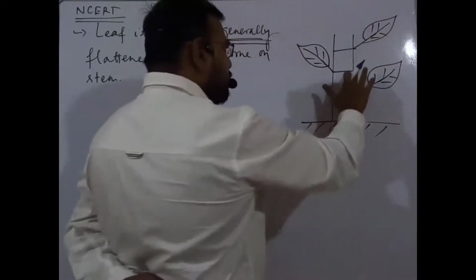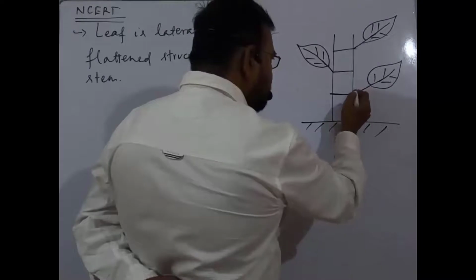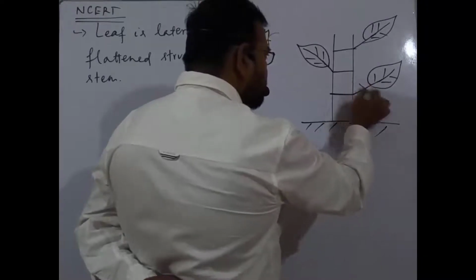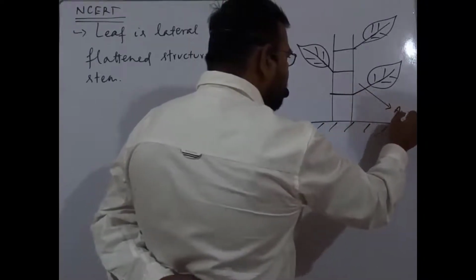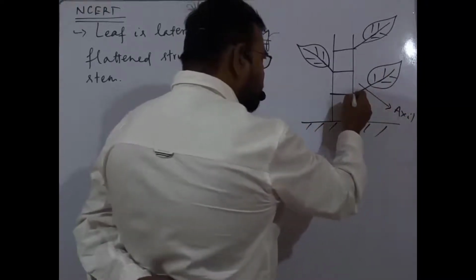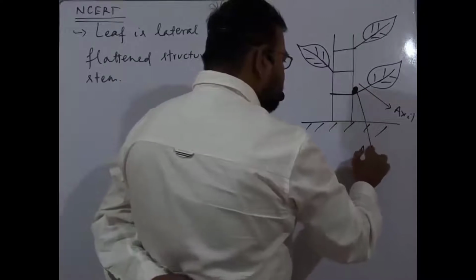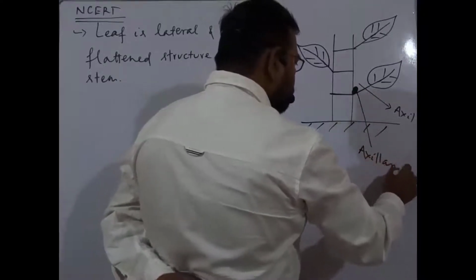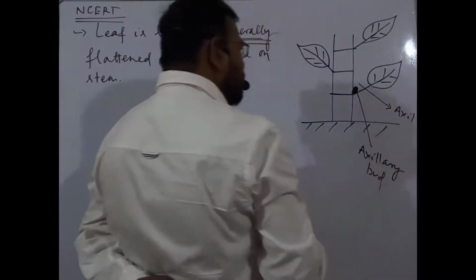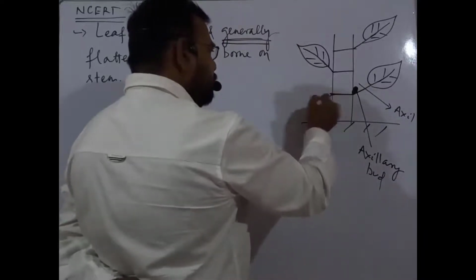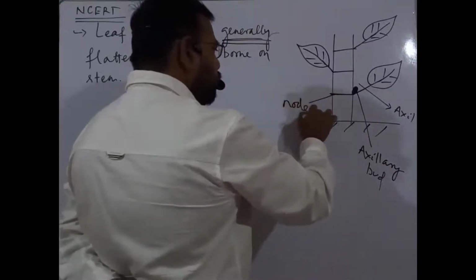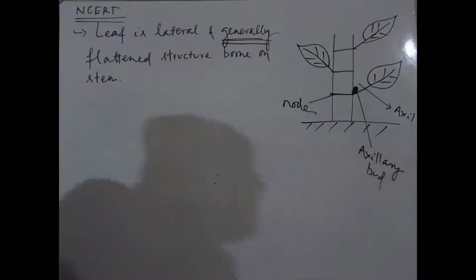So as I told you in the earlier classes, ये जो space है ना, this space is known as axil of leaf. और इस space में जो bud होगा ना, this bud is known as axillary bud. तो एक्सिल में बड होता है इसलिए इसका नाम है एक्सिलरी बड एंड नोड. दिस इज नोड. सो जनरली लीफ जो बॉर्न होता है दैट इज नोड ऑफ द स्टेम. ओके, लीफ डेवलप्स एट द नोड.